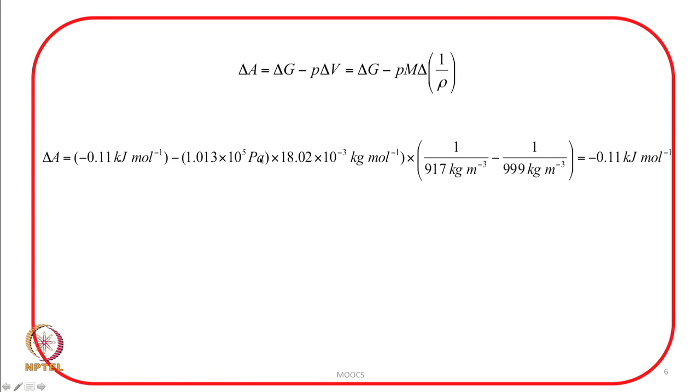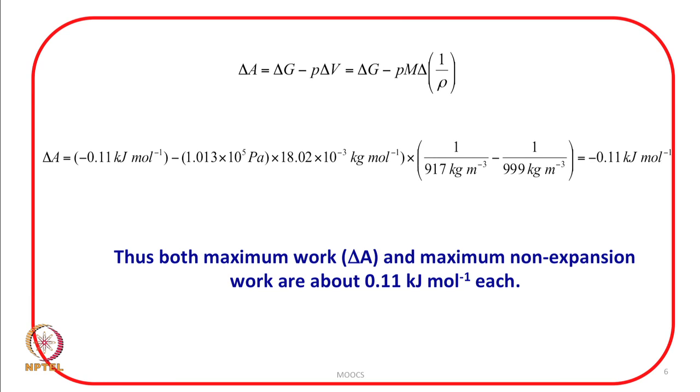Pressure has to be in pascals, and molecular weight of water is 18.02 into 10 raised to the power minus 3 kilogram per mole. So, we have to take care of the units and then put the densities of ice and liquid water. The answer still comes out to be minus 0.11 kilojoules per mole. So, you see both delta A and delta G are coming out to be minus 0.11 kilojoules per mole. So, therefore, the comment is both maximum work, in terms of delta A, and maximum non-expansion work, which is delta G, are about 0.11 kilojoules per mole each. So, this is the amount of work which is available from freezing of supercooled water at minus 5 degrees Celsius.